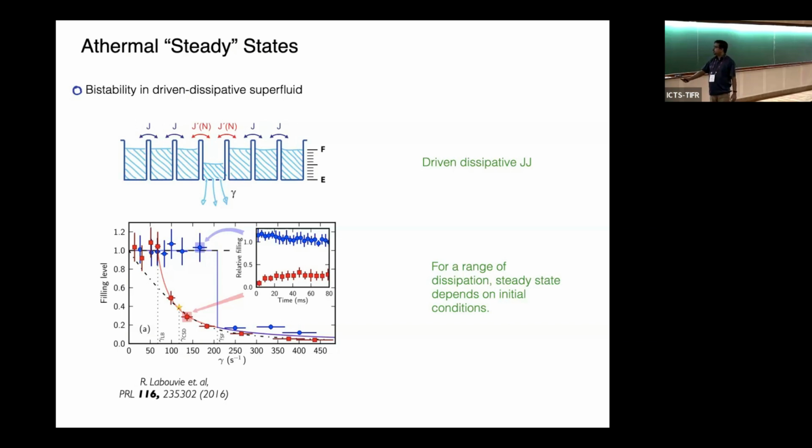Okay, and what you see is that for a parameter range of gamma, somewhere here, the final steady state depends on the initial condition. So this is clearly an athermal state, because it basically goes to different states depending on where you start. So it remembers where you started.